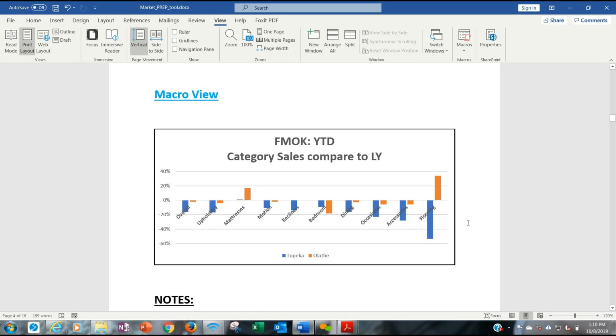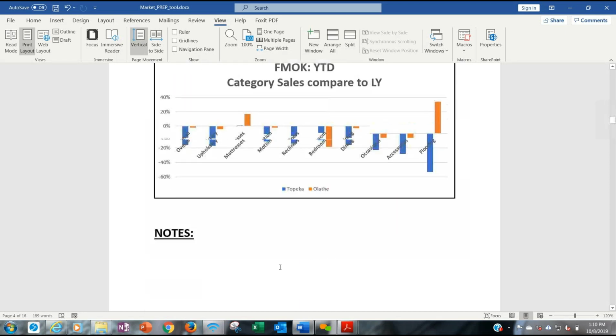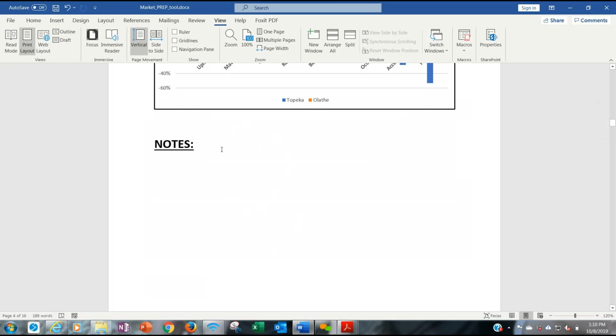So it's more of an overall big picture standpoint at the store level, understanding what categories are up or down compared to last year. Again, this data is from the scorecard, so I just manually took that data and put it into this bar chart here. So just kind of a high level view. And then I just left a space, obviously, for any notes you want to take based on that view.